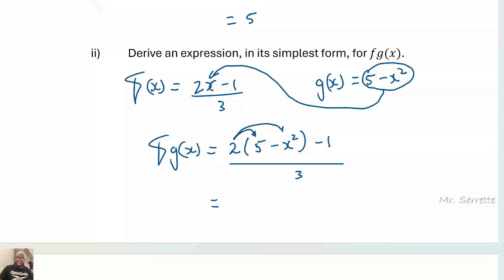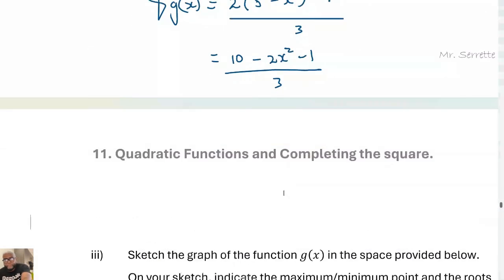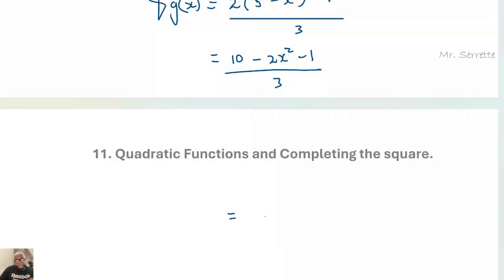So 2 by 5 is? 10. Minus 2 by negative x squared will be plus 2x squared, minus 1, over 3. Now, I can say 10 minus 1. 10 minus 1 will be what? 9? So this will be equal to 9 plus 2x squared over 3.